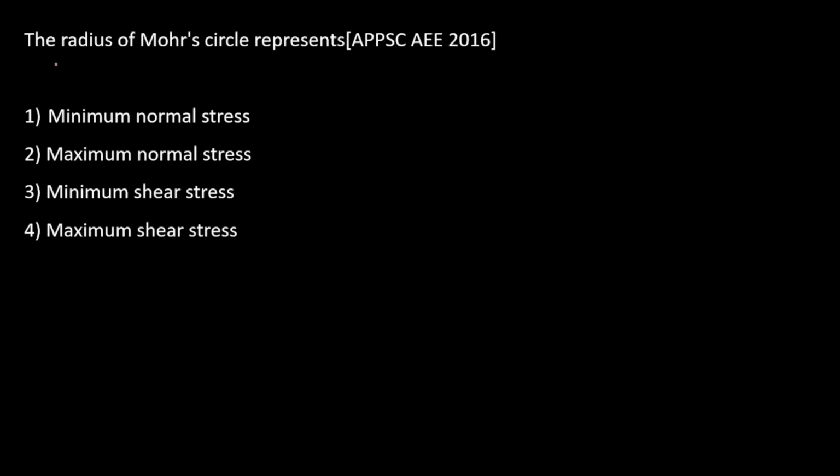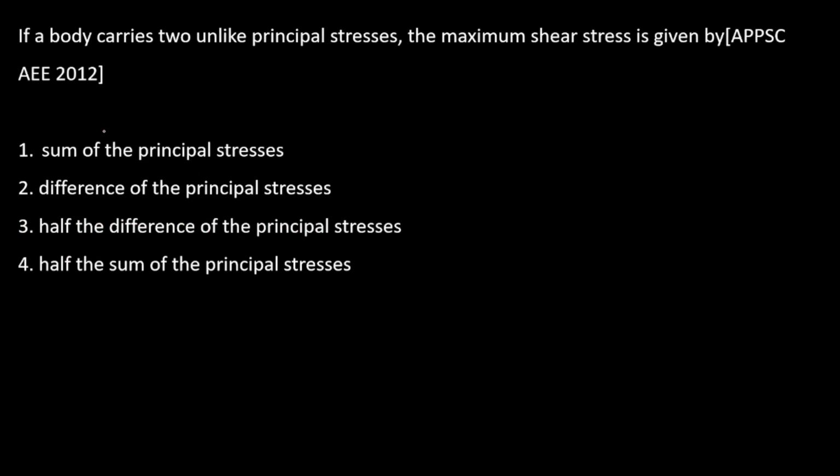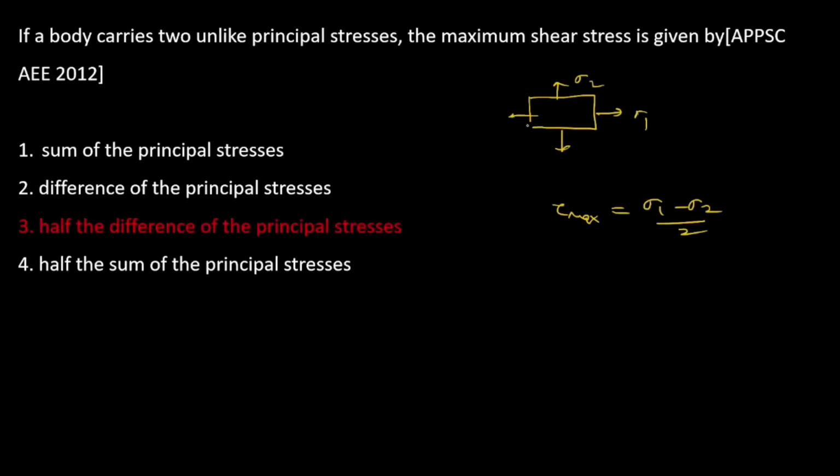First question. The radius of Mohr circle represents maximum shear stress. Next question. If a body carries two unlike principal stresses, the maximum shear stress is given by: tau max is equal to maximum shear, which is equal to (sigma 1 minus sigma 2) by 2. Option 3 is the correct answer.